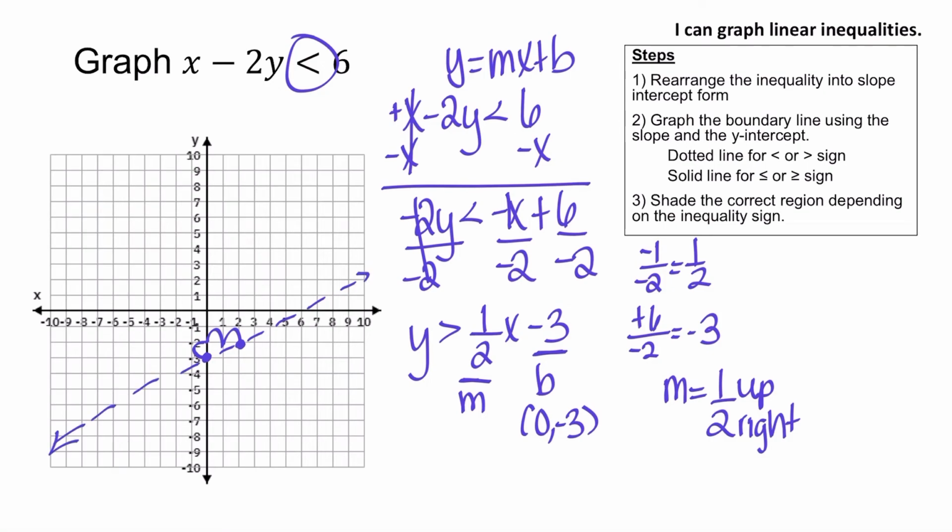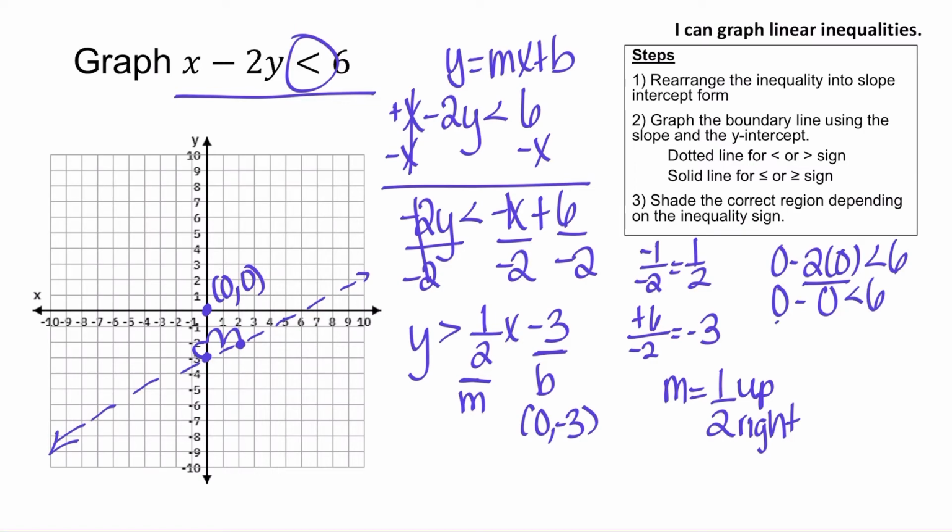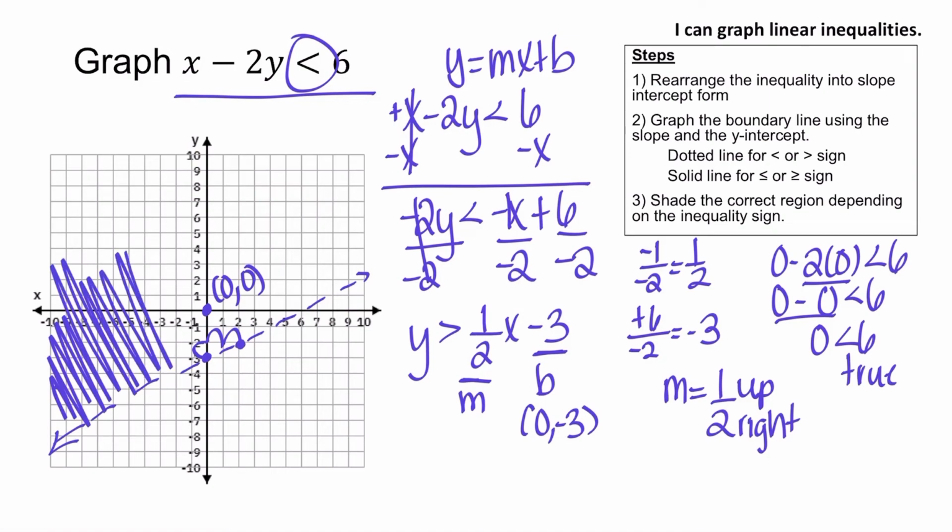And I'm going to once again use the test point (0, 0). Since it's not on my line, I can use (0, 0). I'm going to plug into this original inequality. I get 0 minus 2 times 0 is less than 6. So this is 0 minus 2 times 0, which is 0. 0 is less than 6. 0 minus 0 is 0, so 0 is less than 6. That is true. So I'm going to shade this part of the graph that does include (0, 0), because that makes my inequality true.